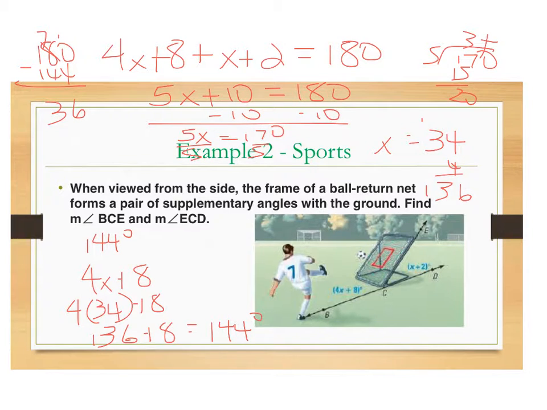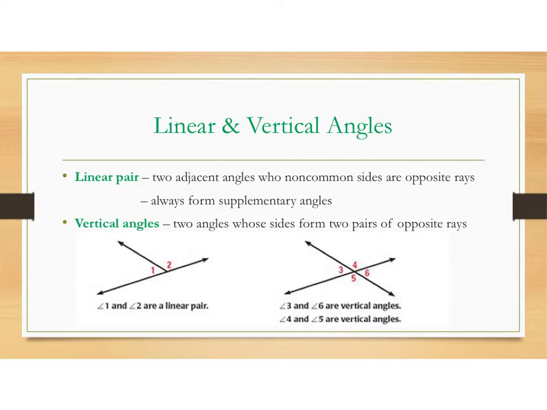Now I could have also taken the x plus 2, which is what ECD is, and then if I do 34 plus 2, I get 36. So my answers here are 36 degrees and 144 degrees. So it's just a way to double check that you've gotten two angles that equal 180 degrees. Any questions on the sports example? Okay, let's see what's next.